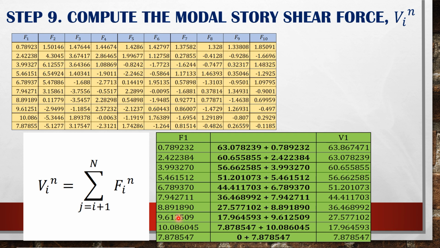So, this modal storey shear force at 9th floor plus the modal lateral force in 8th floor, 9.612509, makakompute natin itong modal storey shear force for 8th floor. So, using that pattern, we can solve until our first floor, I mean. So, halimbawa dito kanina, na-solve natin yung second floor na modal storey shear force which is 63.078239. I-add lang natin yan doon sa modal lateral force ng first floor. So, ito yung solution. The result for the modal storey shear force for first floor is equals to 63.867471.